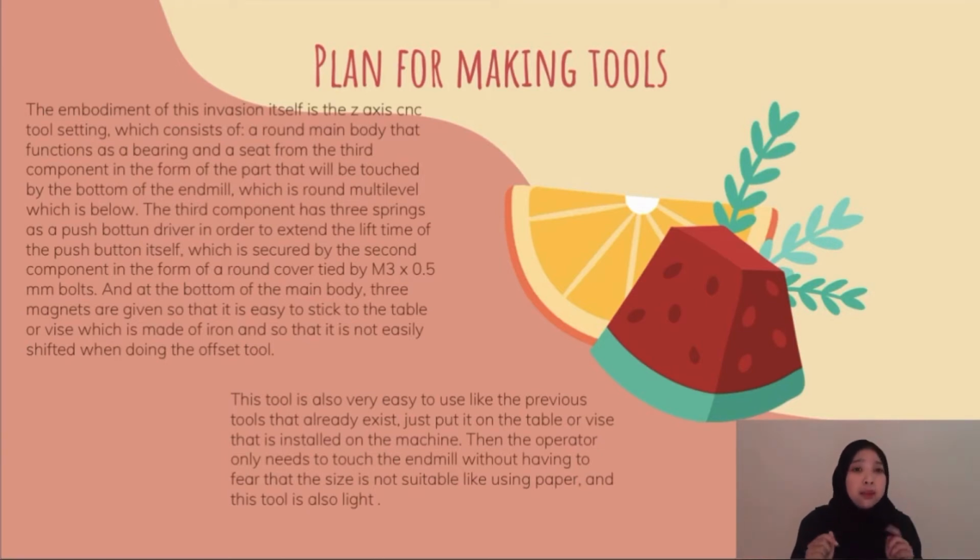And at the bottom of the main body, 3 magnets are given so that it is easy to stick to the table or vise, which is made of iron, and so that it's not easily shifted when doing the offset tool. This tool is also very easy to use like the previous tools that already exist. Just put it on the table or vise that is installed on the machine. Then the operator only needs to touch the end mill without having to fear that the size is not suitable like using paper, and this tool is also light.